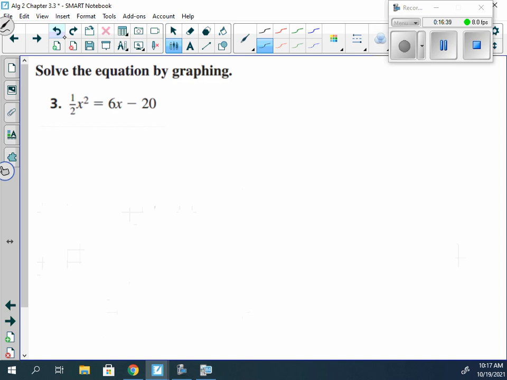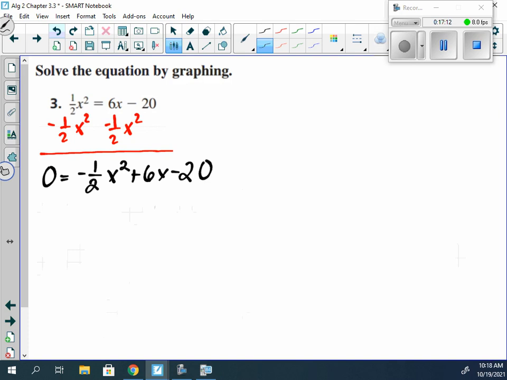1/2 x squared equals 6x minus 20. Now, when we were factoring or doing those kinds of operations, we would want to try to keep the x squared positive. But since we're graphing it here, it really doesn't matter. Let's go on and move the 1/2 x squared over by subtracting it from both sides. What that would give us is 0 equals negative 1/2 x squared plus 6x minus 20, because we just moved it over. And since we do have it equal to 0, we can go on and plug it into the calculator.